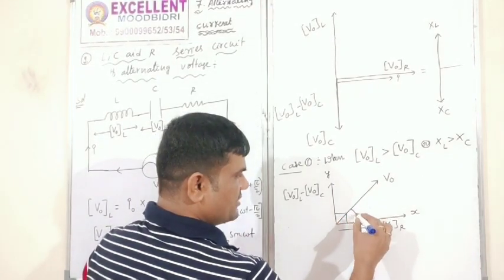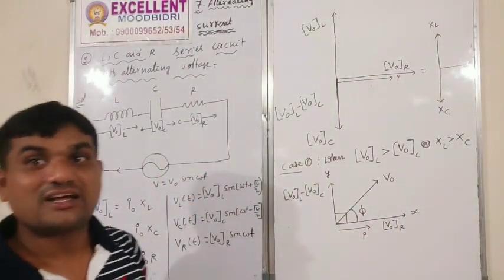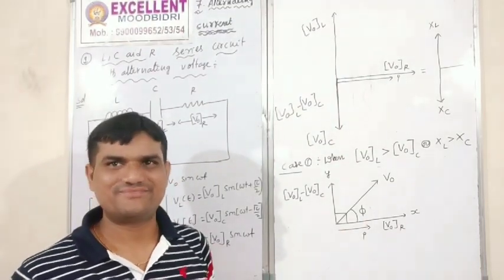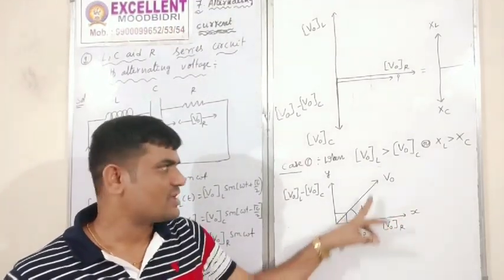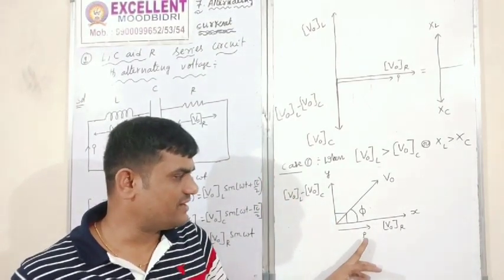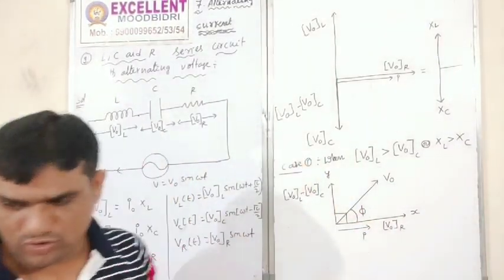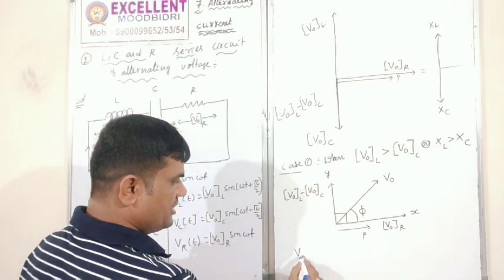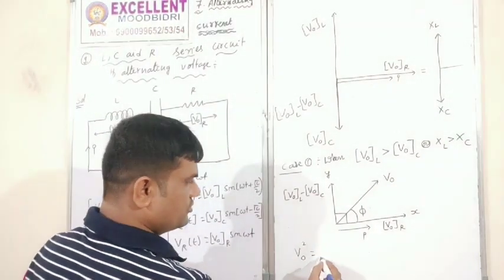Correct? So here we will consider voltage leads by phi. Current lags by phi. Correct? This is the angle between V naught and current. Angle we will always consider between I and V. Is a resultant vector. This is the I. Then V is equal to how much? According to the vector formula, V naught square is equal to, what is that?